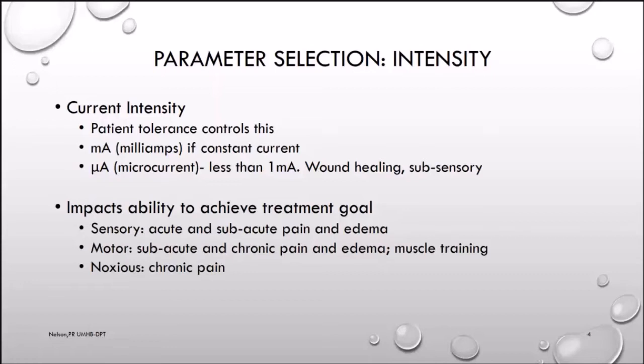The intensity impacts the ability to achieve your treatment goal. So sensory, we are usually doing that for acute and subacute pain as well as edema situations. Motor stimulation we're going to use for subacute and chronic pain as well as edema. We are also using motor level for muscle training applications. Noxious stimulation is used for chronic pain.